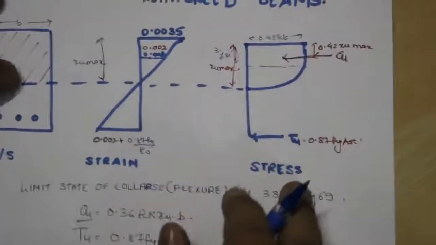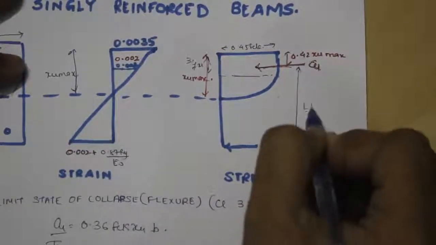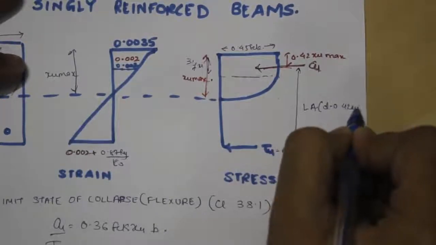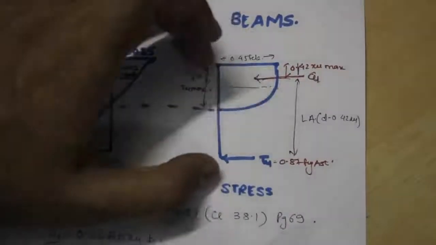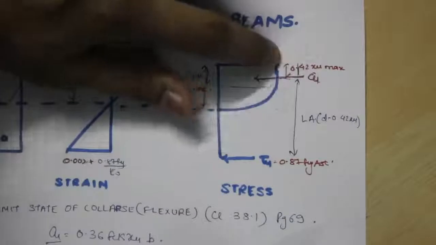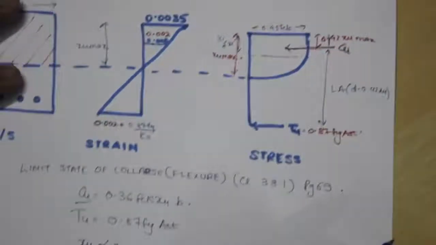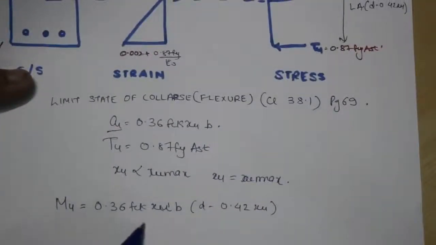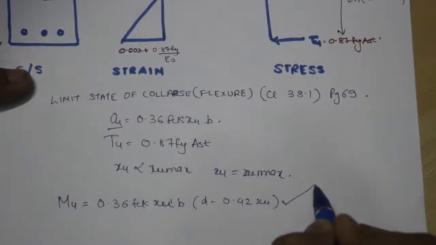If you see the stress diagram, this part is the lever arm, that is d minus 0.42 Xu. This portion is 0.42 Xu. So this is the total effective depth of the beam. If we deduct this part, you get the lever arm as d minus 0.42 Xu. So your ultimate moment of resistance for the beam will be given as 0.36 fck Xu b (d minus 0.42 Xu). This will be important for designing purposes.